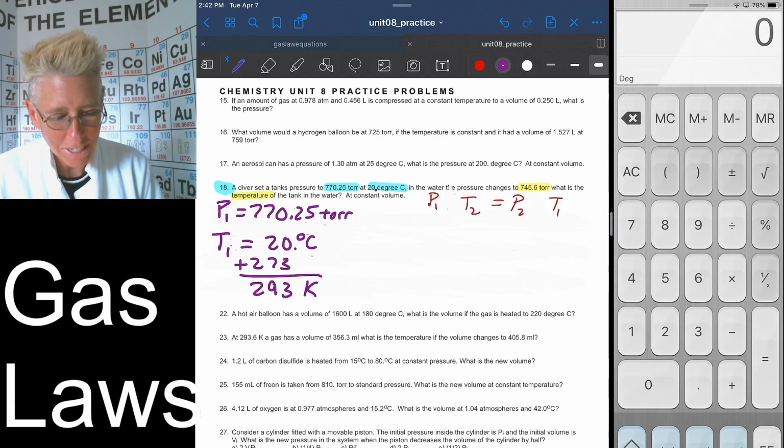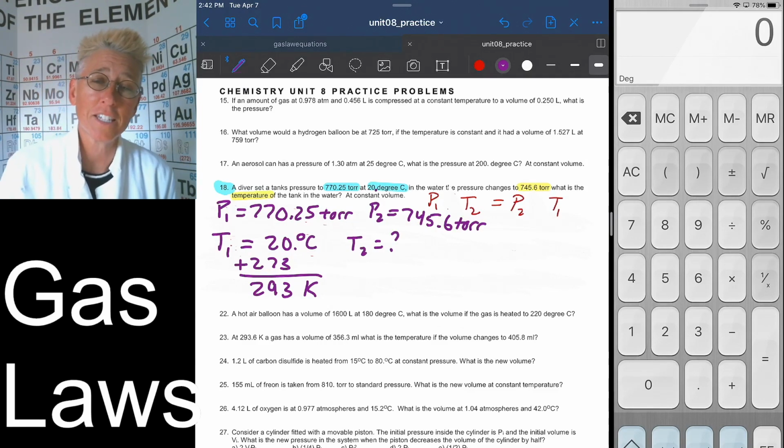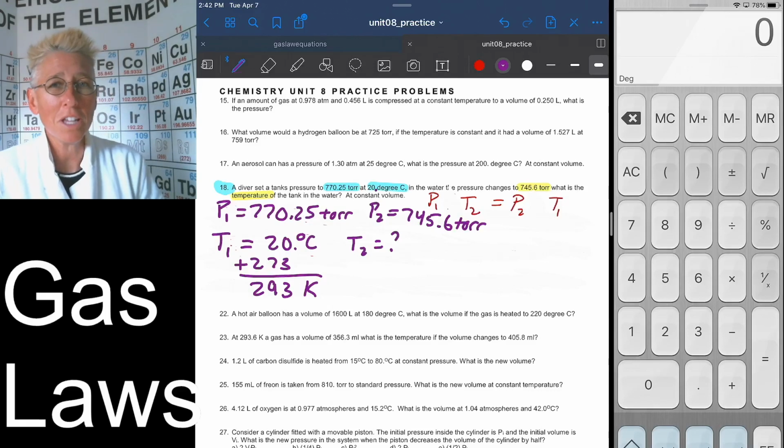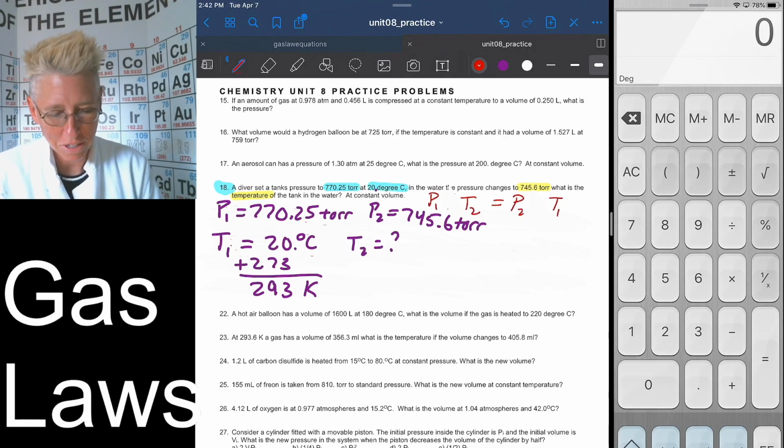And then my second set of conditions, my P2 is given at 745.6 torr. And then my T2 is what I don't know. So I'm solving for the second temperature. Okay. So looking at my equation that I'm going to be working with, I'll write that again to work on rearranging it algebraically. I have P1 T2 is equal to P2 T1.